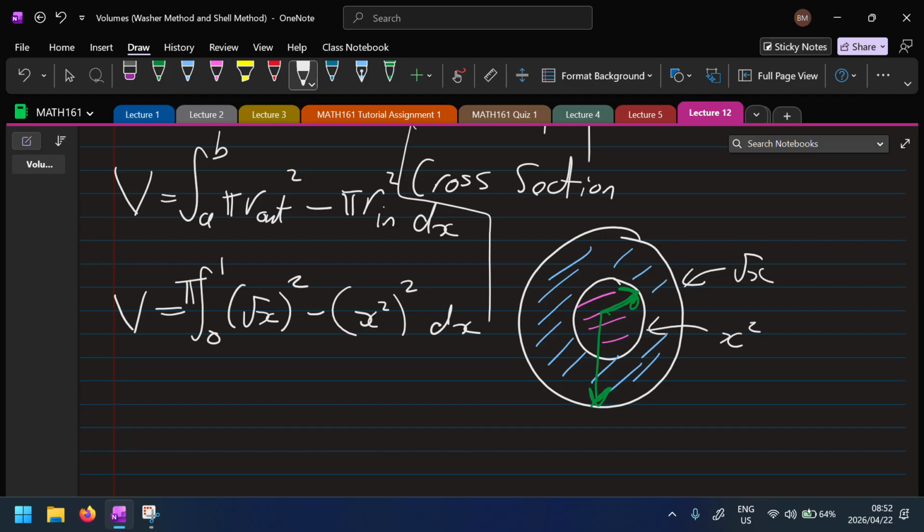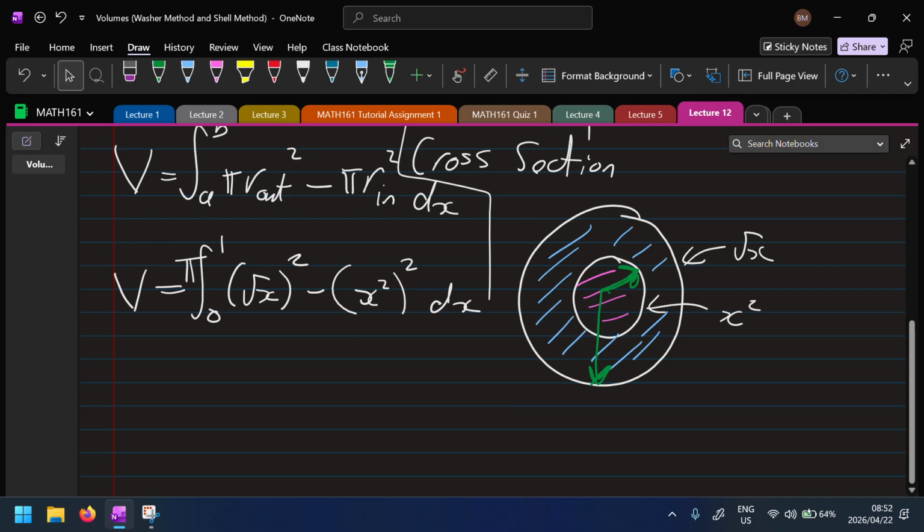So we've got the diagram, we've got the 3D solid, we set up the integral. From this point on, it's just a normal integral. Okay, so no more volume stuff. Let's expand out the squares and we can simplify. So we got pi, integral from 0 to 1, root x squared, that will just be x. X squared squared again, so that's x to the 4.